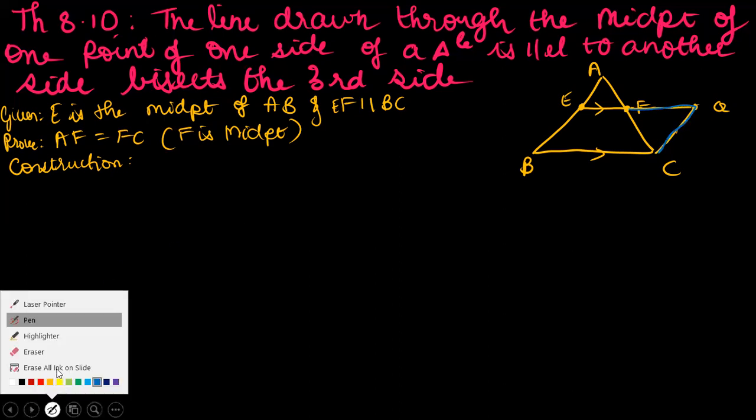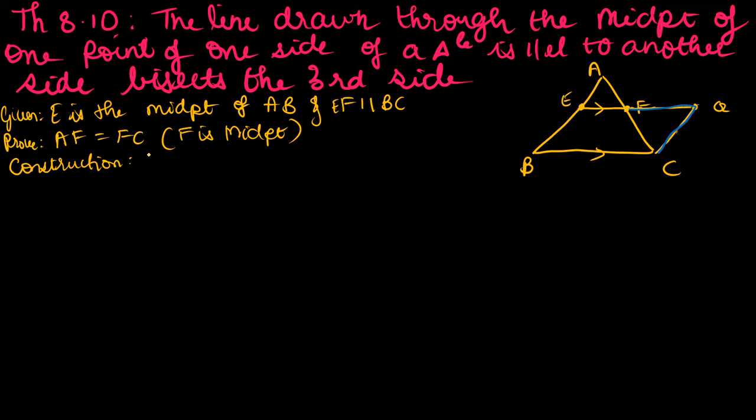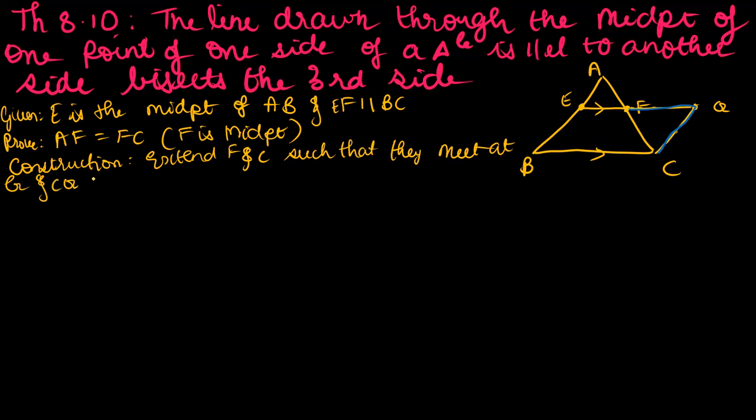Okay, so by construction we can say that what? Extend F and C such that they meet at G and CG is parallel to BE. By construction, we're saying this. Clear? Now let's see the proof to this, shall we? Of course. Now, what is the proof here? First, we're going to see that EG is parallel to BC, right? EG is parallel to BC, given.